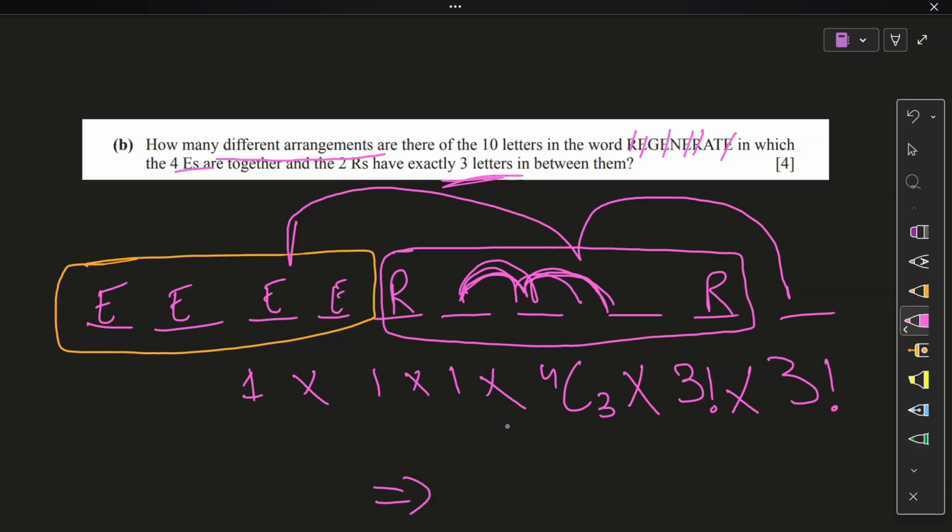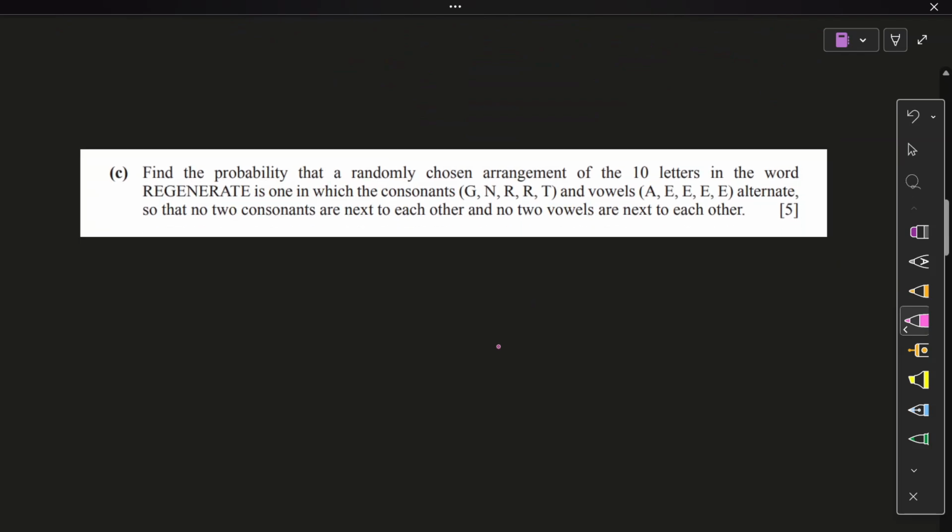Simple method. 4C3 into 3 factorial into 3 factorial. So the answer is 144 ways of different arrangements. I hope that's clear. It's a very specific method that we need to employ. Moving on to the final part.